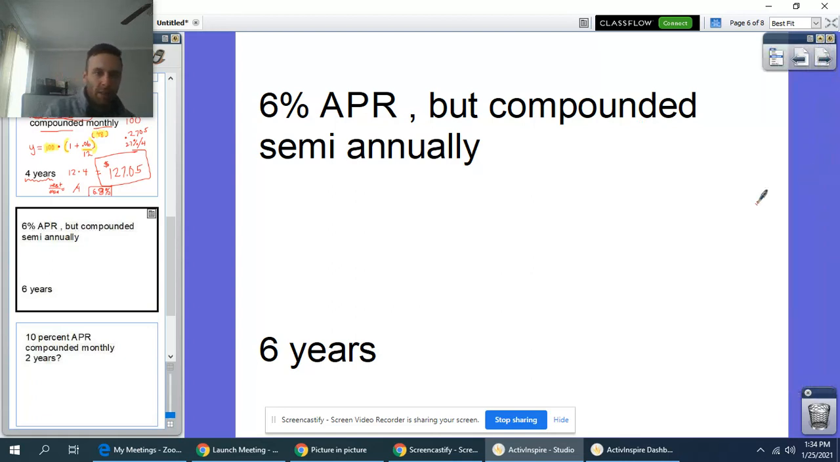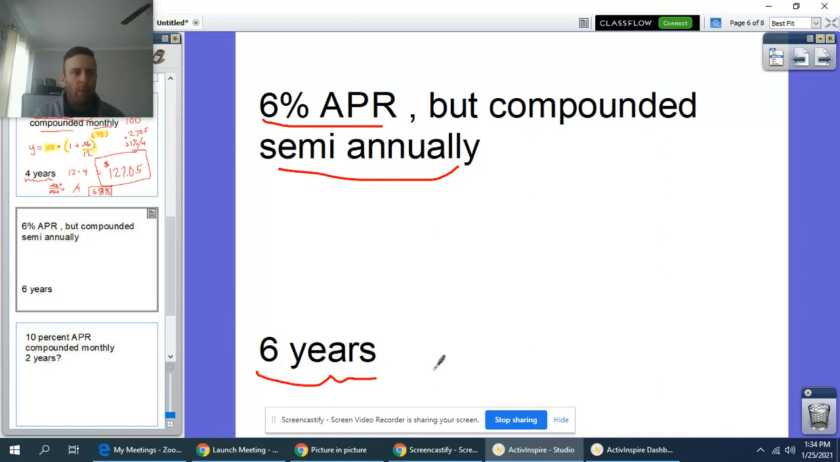So go ahead and try this. Literally try to get an answer for if something is 6% APR and is compounded semi-annually. Don't worry if you're wrong. Just try it. We're going to go over it. How much money would there be in 6 years? Hopefully this is money that you get, not money you have to pay. It's not a loan. This would be a bank account.